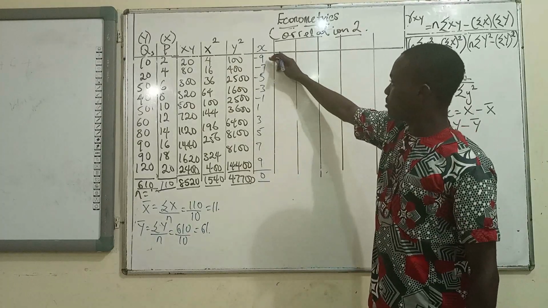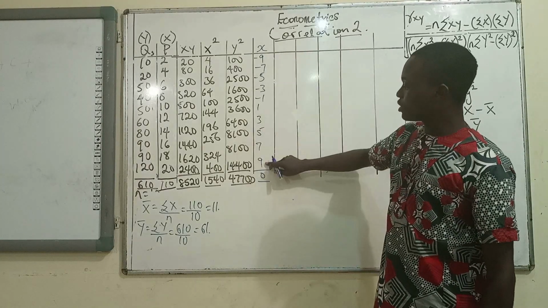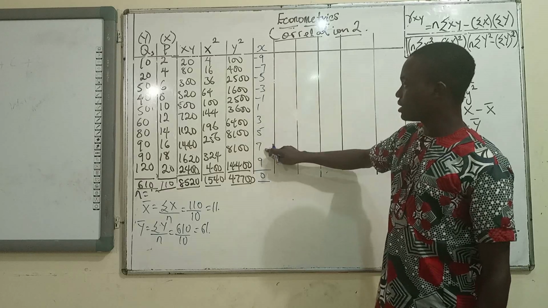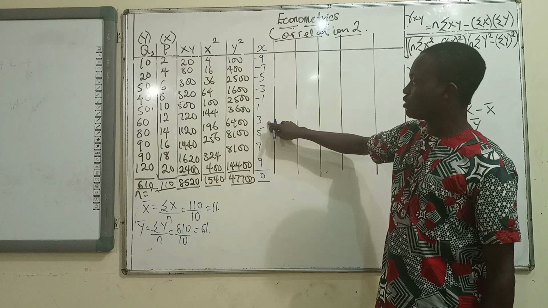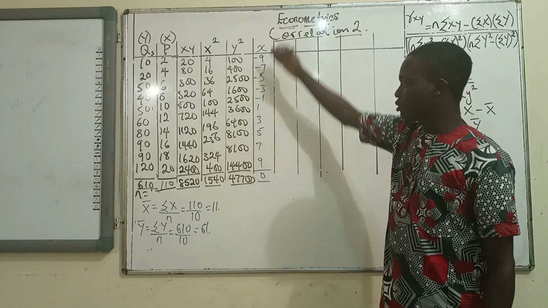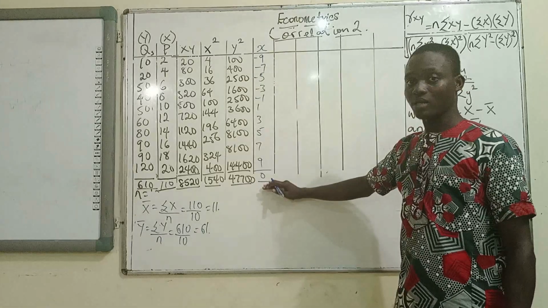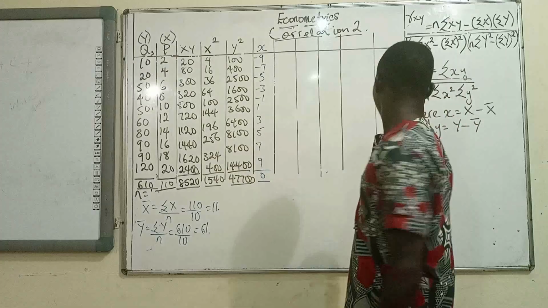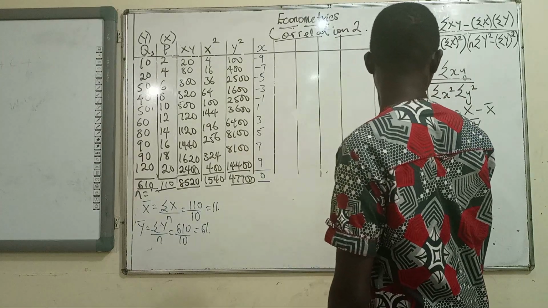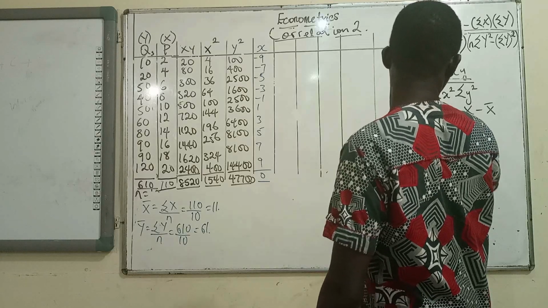So by the time this is done, minus 9 plus 9, that's 0, minus 7 plus 7, that's 0, minus 5 plus 5, that's 0, minus 3 plus 3, that's 0, minus 1 plus 1, that's 0. So by the time you sum up everything here, you must have 0 to cross-check if your answer is correct or not. But is that really where we are going to? Okay, so we are done with that anyway.